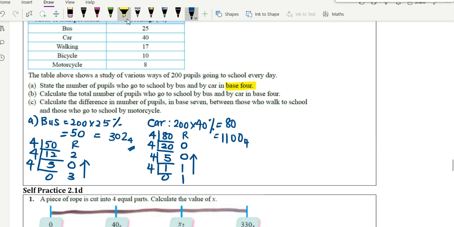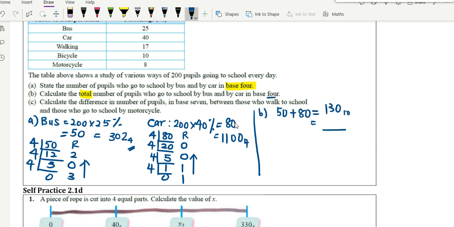Calculate the total number of pupils who go to school by bus and by car in base 4. Yeah, these two. They want the total, meaning you have to add them together. However, previously I told you if you want to do addition, you add the values in base 10 first. Only then you convert to base 4. For B, I'm going to add these two totals together, 50 plus 80. I get these values from here, the number of students by bus and by car. I get 130, in base 10.